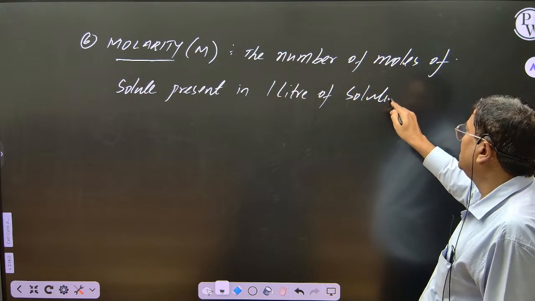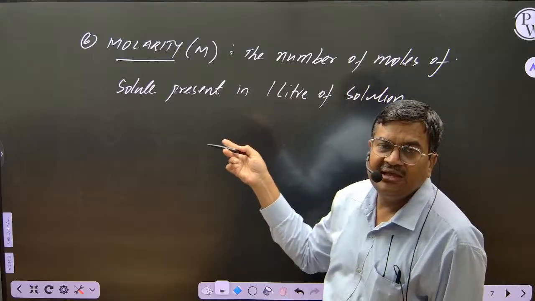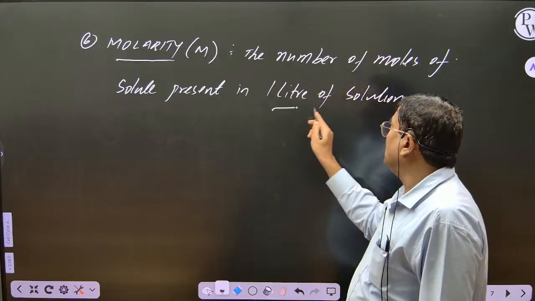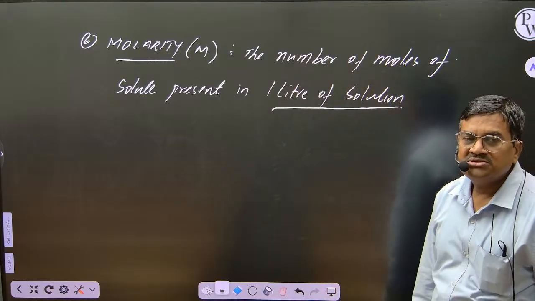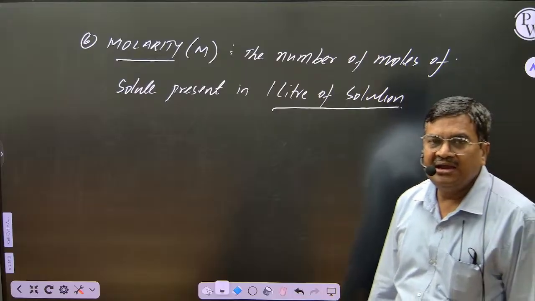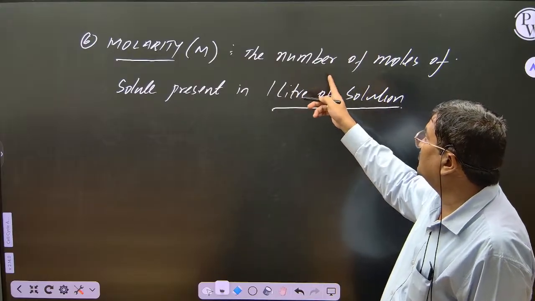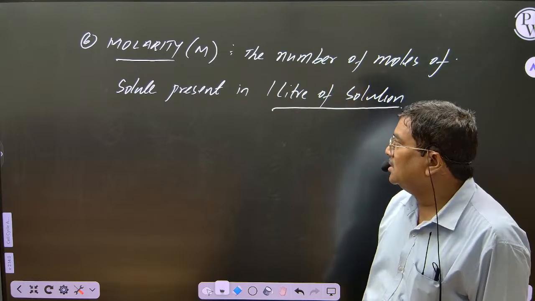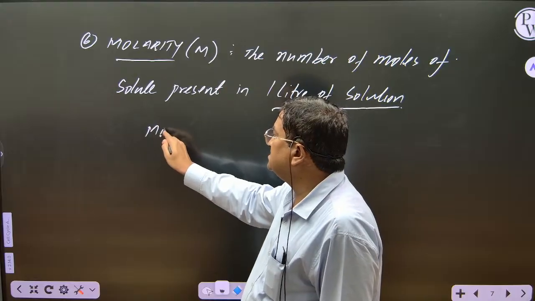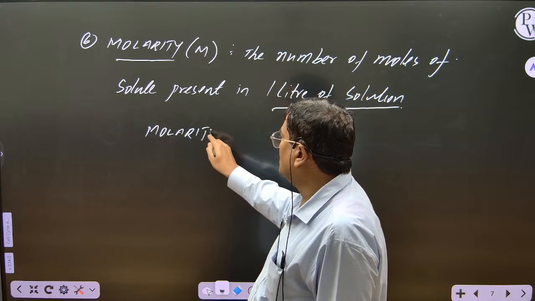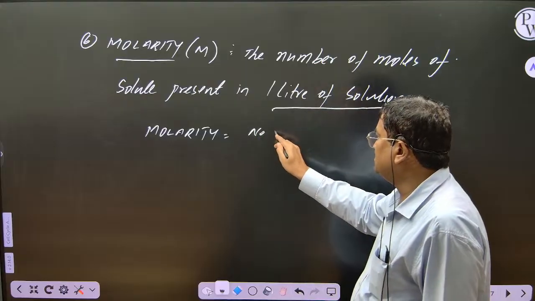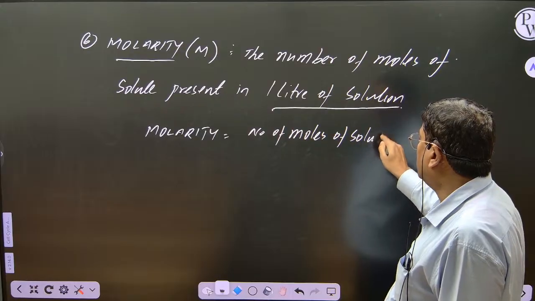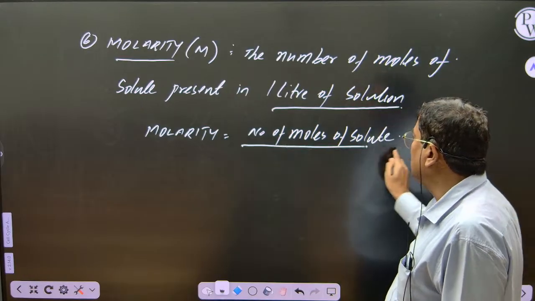Saw the difference, student, between molality and molarity. In case of molality, we wrote 1 kg of solvent. Here it is 1 liter of solution. So this is what we define. How many moles of solute are present in 1 liter of solution is called molarity. Now mathematically, how do we write? Molarity is equal to number of moles of solute upon volume of solution in liter.